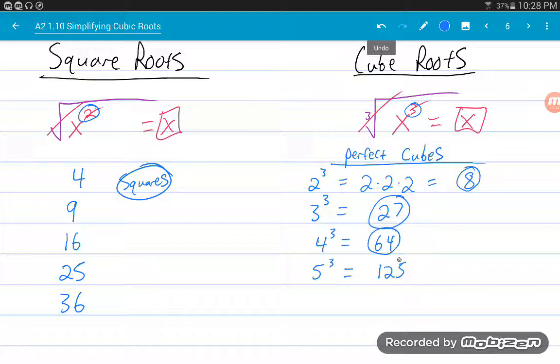125. 6 cubed is equal to 216. And the last one, 7 cubed, is equal to 343. That's not the last one, but it's the last one that we really have to worry about. We won't be dealing with numbers with factors any bigger than that. So, when I'm simplifying, these are the numbers that I'm looking for.